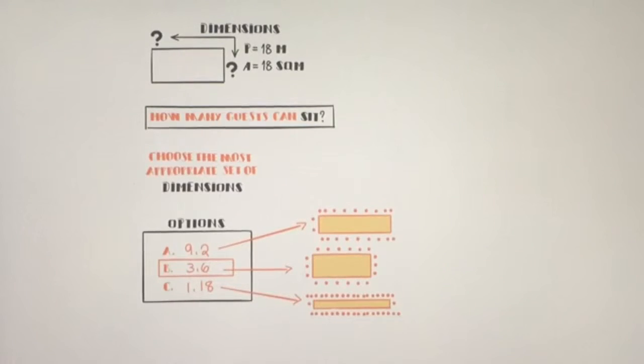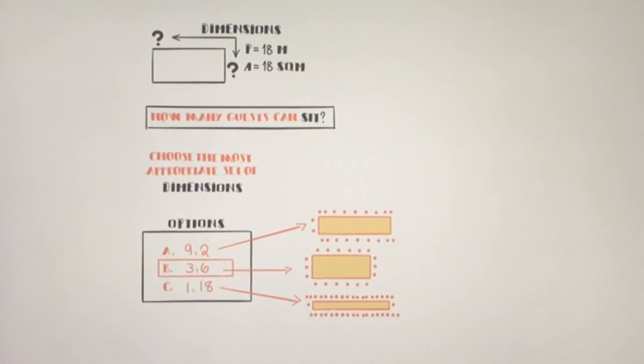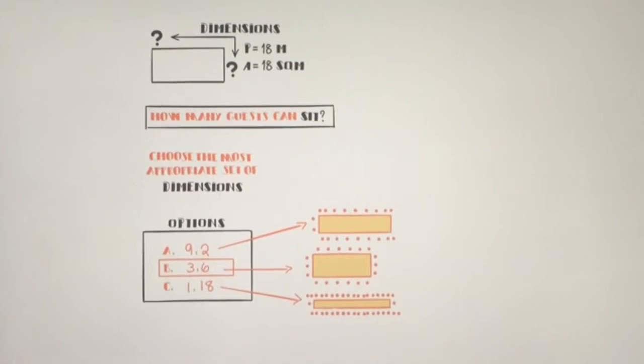Given the values of the perimeter and area, she thought up 3 possible dimensions. These dimensions could either be 9 and 2, 3 and 6, and 1 and 18. That would mean A would be able to seat 22 people, B would be able to seat 18 people, and C would be able to seat 38 people.